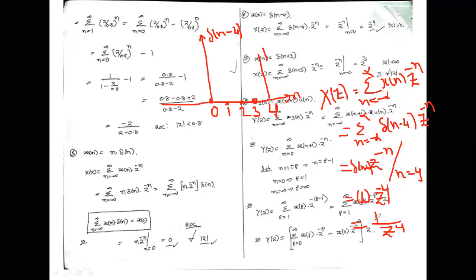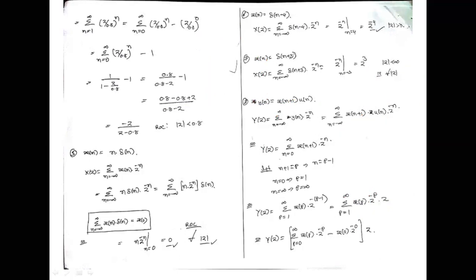Now, for 1 by z power 4, except z is equal to 0, all the values exist here. Because whenever z is equal to 0, if you substitute, 1 by 0 is infinite. So the entire z plane is the ROC except z is equal to 0, not infinity. Okay.